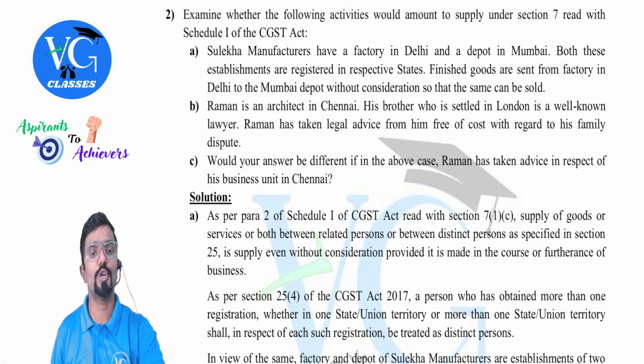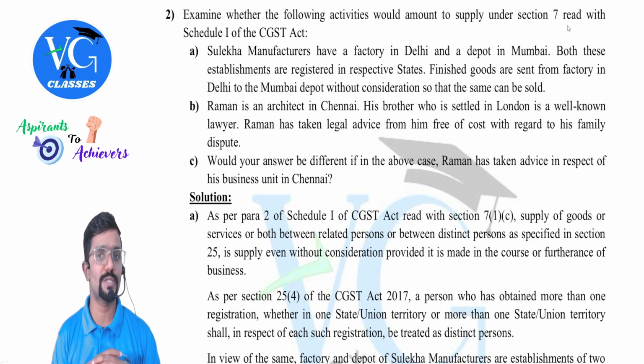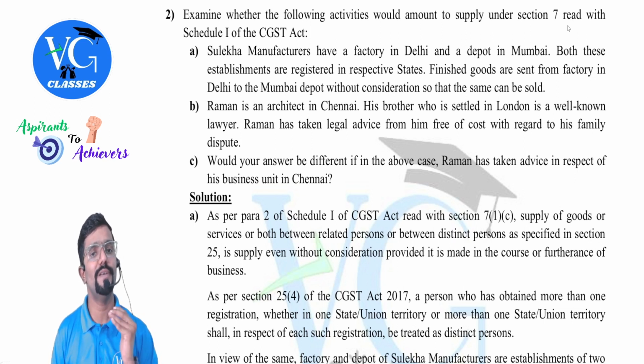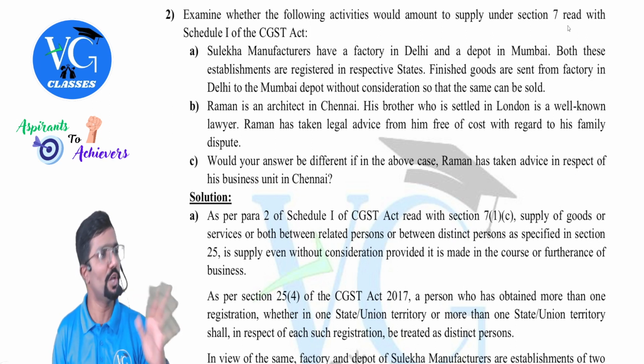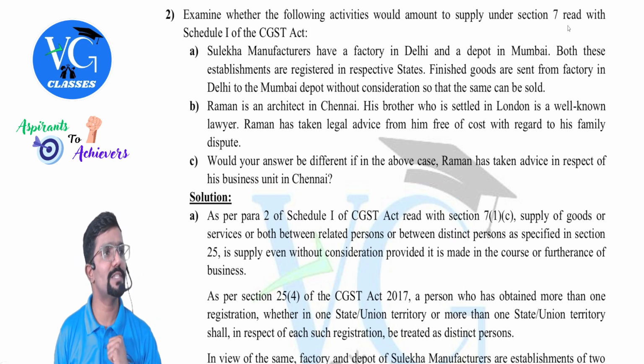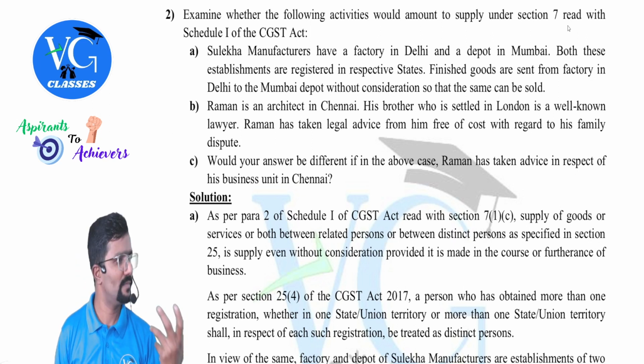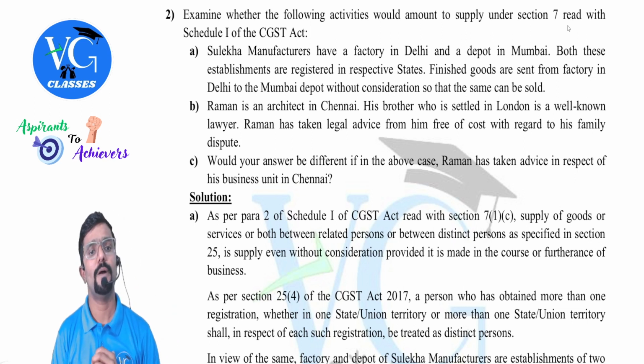Now we will do question number 2. Under that, there are 3 cases. We will try to solve all 3. Examine whether the following activities would amount to supply under section 7 read with schedule 1 of CGST. Guys, when they give like this, you should understand one thing. Question is straight away on schedule 1. So you should tell, is it a supply as per which para? Okay, one by one.